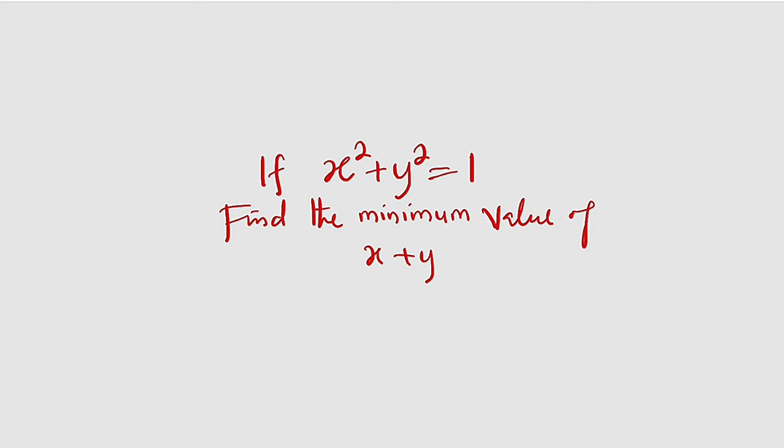Hello, good day viewers. In this tutorial, we are going to find a solution to this interesting calculus problem. The question reads, if x squared plus y squared is equal to 1, find the minimum value of x plus y. You should know that x squared plus y squared equal to 1 is an equation of a circle with radius of 1 unit.